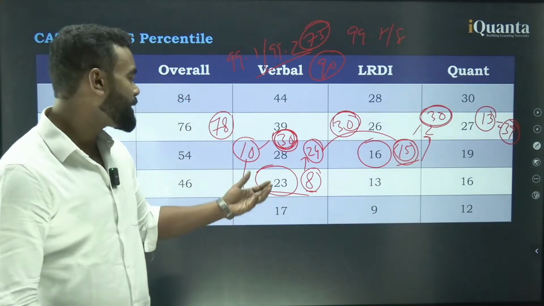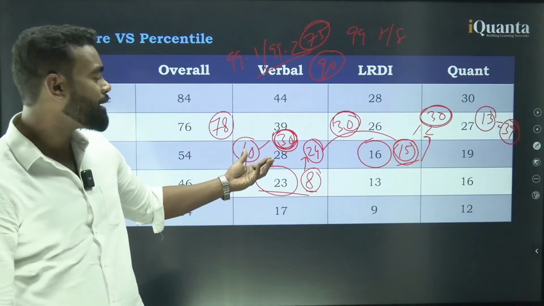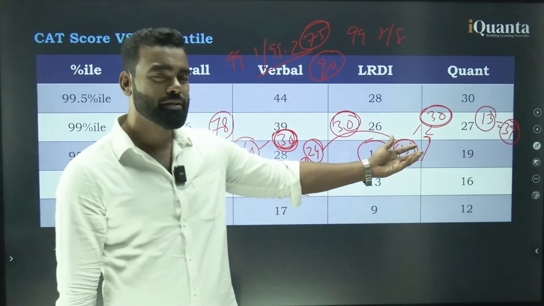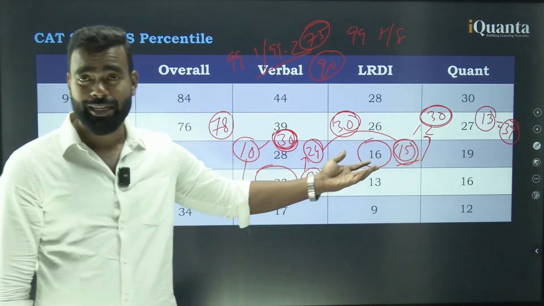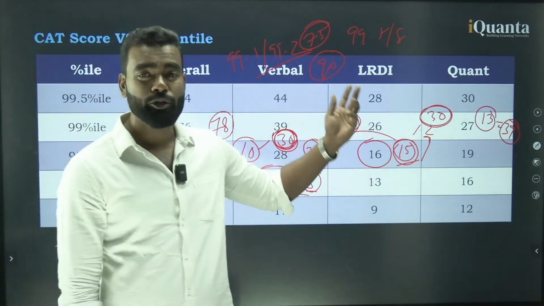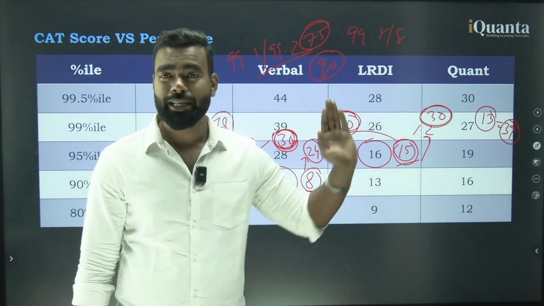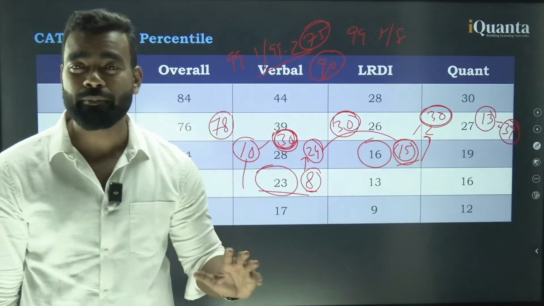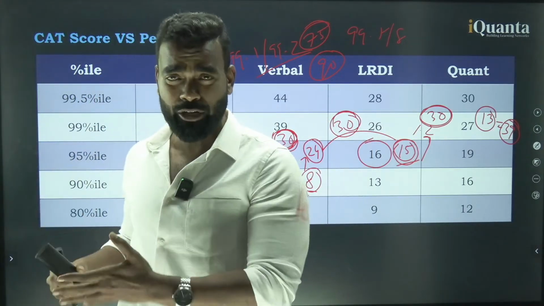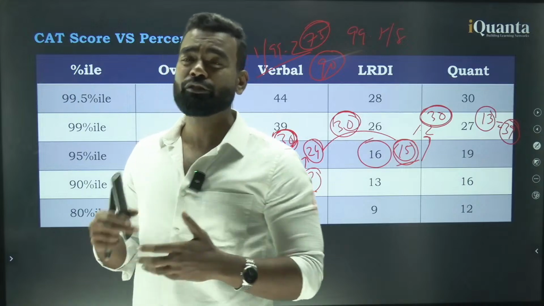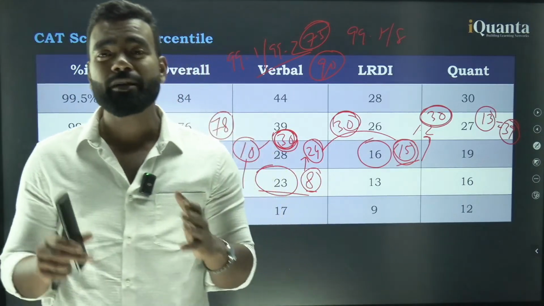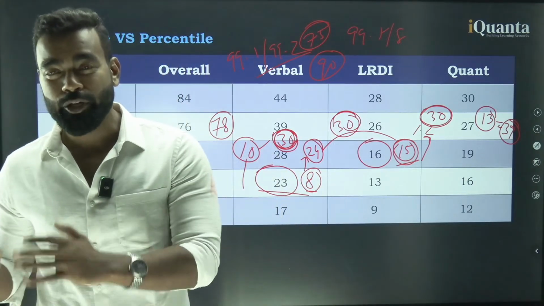Like you scored around 10 questions correct in verbal, which is 30 marks. You score 10 questions in quant, which is also a balanced score, which gets you 30 marks. And you also do one LRDI set. So 30, 30, 15, that is 75. Very balanced approach. Now in case of this balanced approach also, you can get a 99 percentile.